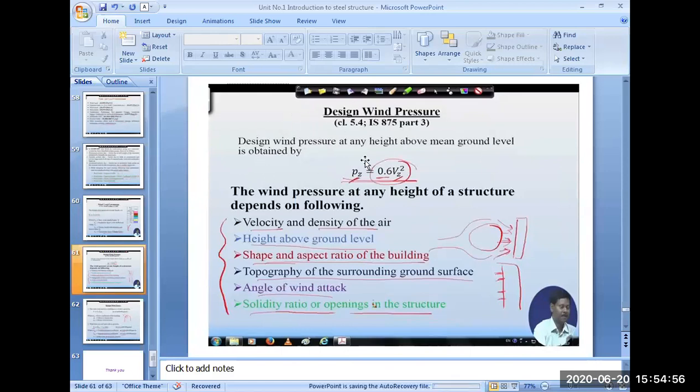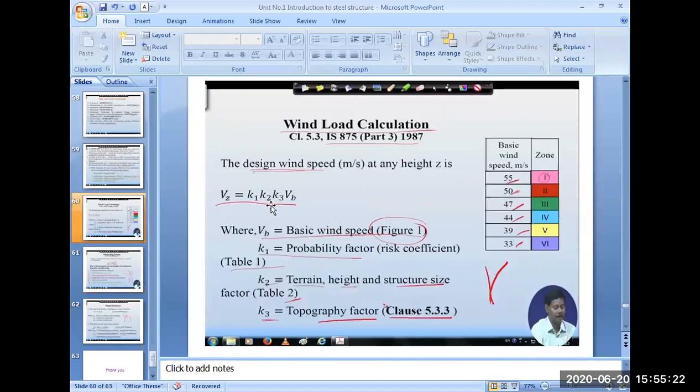Here you can see the design wind pressure. After calculation of wind speed, you have to calculate the design wind pressure coming on the structure. So it is PZ. PZ is nothing but the design wind pressure. So design wind pressure is equal to 0.6 VZ square. We have found VZ in the last slide. You can see here we have found VZ.